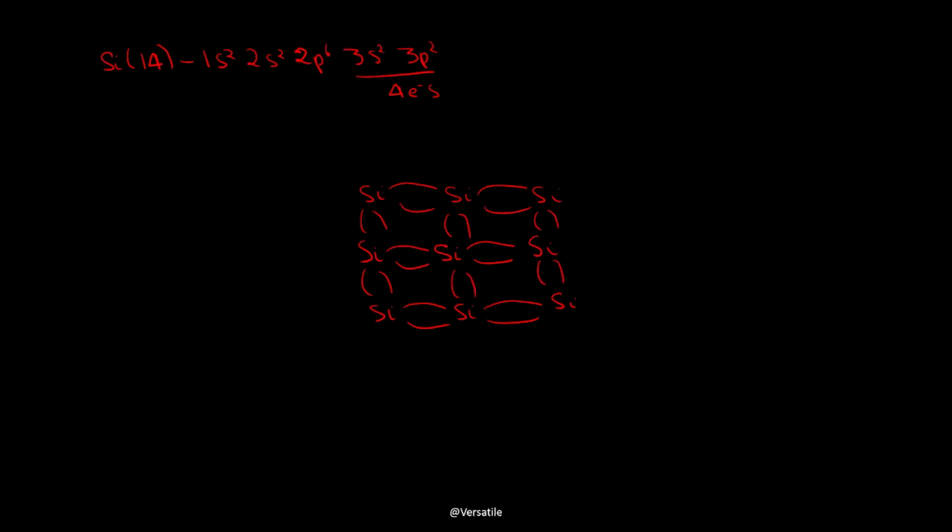Now this central silicon atom has 4 electrons, and the adjacent silicon atoms will share their electrons, indicated by this yellow dot. So now the central silicon atom is stable as it has 8 electrons, and similarly all the other silicon atoms will become stable by forming a covalent bond with the adjacent silicon atoms.